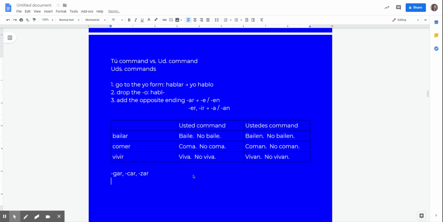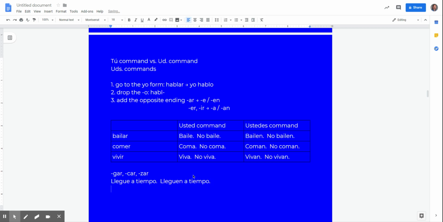Okay, if you're going to tell someone to arrive, you're going to say llegue. Llegue a tiempo, arrive on time, sir or ma'am, because this is a command form. If I want to tell all of my students to arrive on time, I say lleguen a tiempo. Lleguen, because the G has to change to GU. If you've forgotten that, go back and watch the video before this one on the tú commands. It's the same thing here with the usted commands.